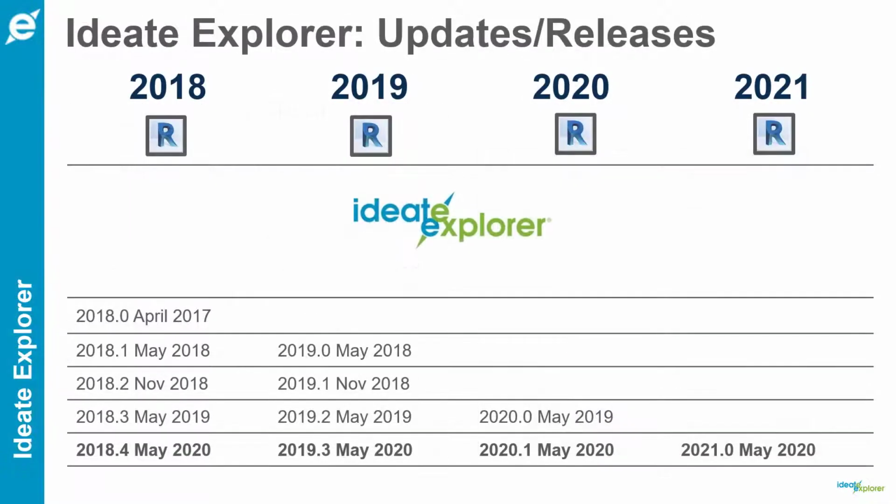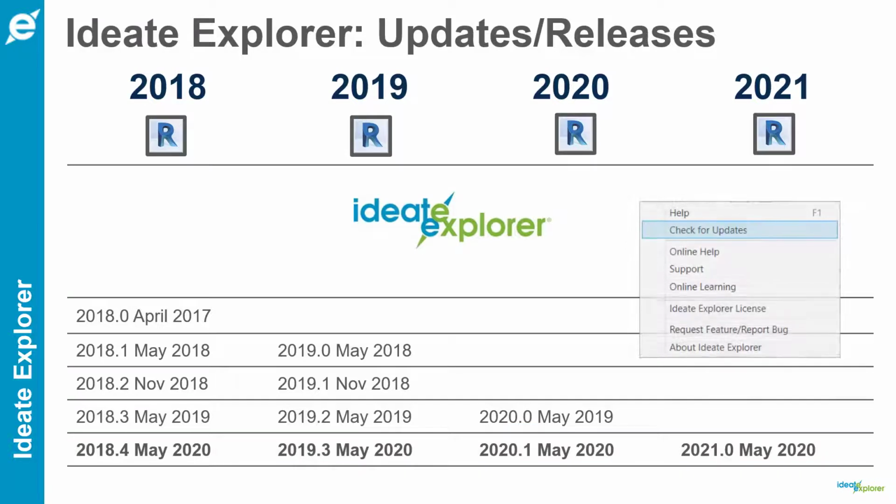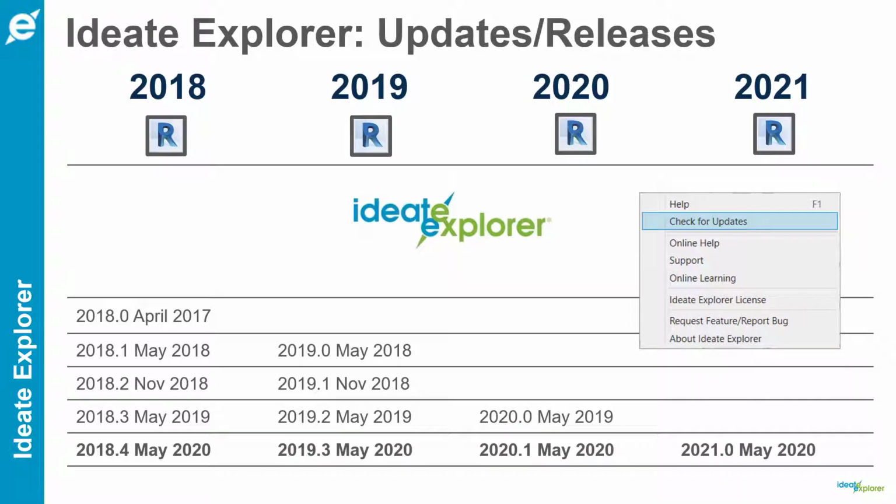The May 2020 release of ID8 Explorer impacts versions for Revit 2018 through 2021, as shown here. Remember to update your existing versions to access these improvements. You can review your installed ID8 Explorer version by selecting the Check for Updates option on the ID8 Explorer pull-down menu. Now, let's take a look at the new features and benefits of this release.